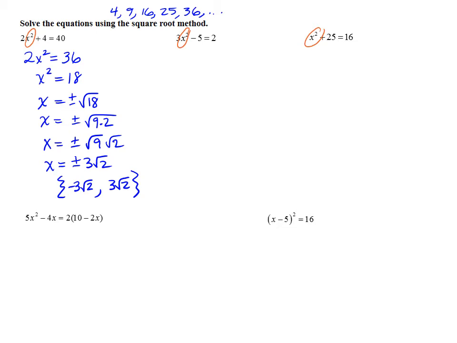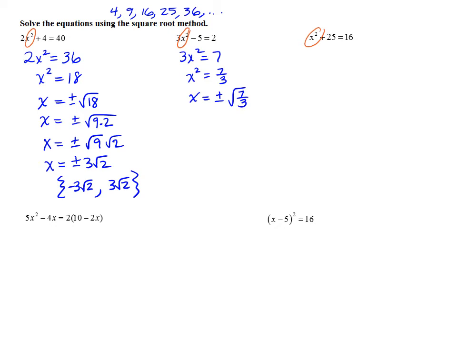Let's look at the next two examples. 3x squared minus 5 equals 2. To isolate the 3x squared, we're going to first add the 5 to both sides. So we get 3x squared equals 7, and then divide by 3. X squared equals 7/3. Again, that fraction doesn't simplify, but we're going to leave it as a fraction. Undo the square by square rooting, so x is equal to plus or minus the square root of 7/3.